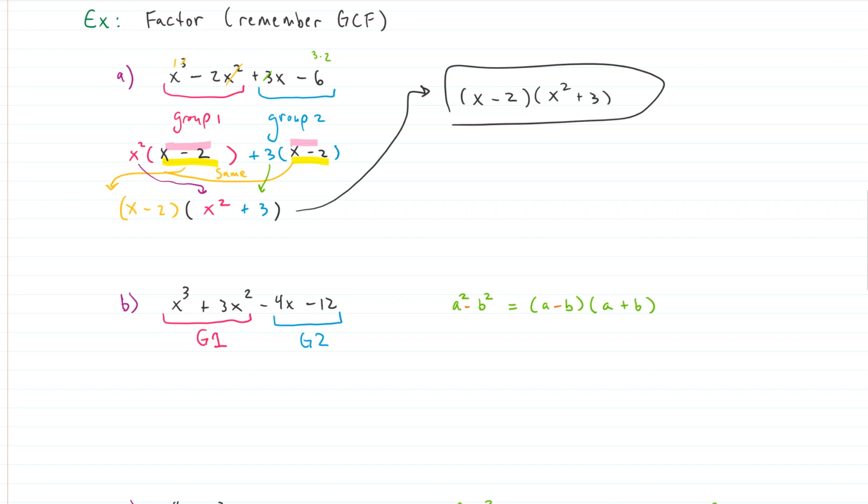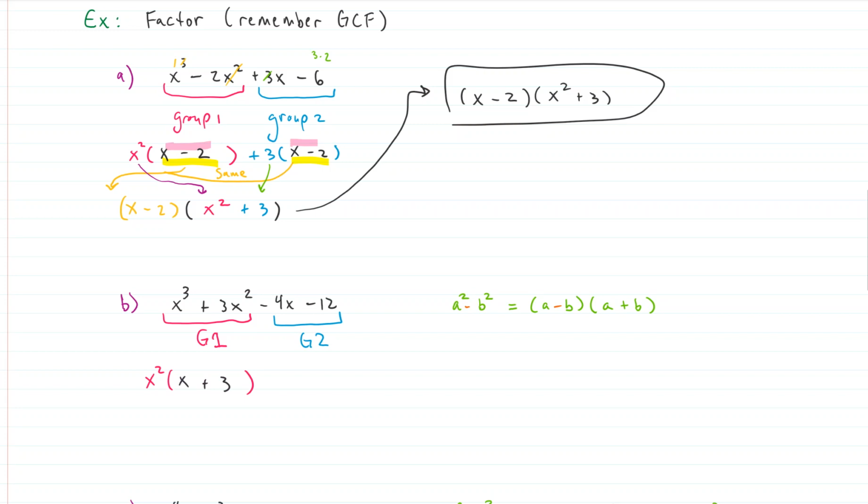So what comes out of group 1? Same thing. X squared comes out of group 1, just like we did in the first example. Let's pull x squared out of group 1. And what's left over? Well, we have an x plus 3 in group 2.